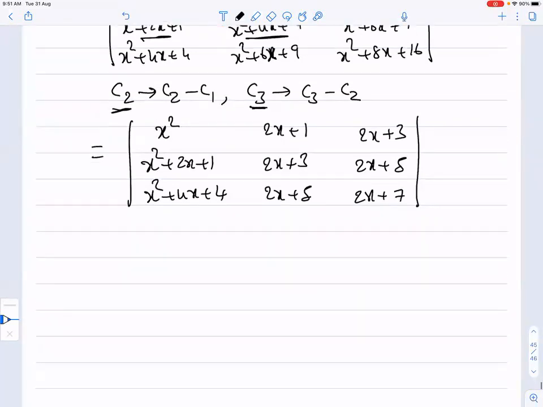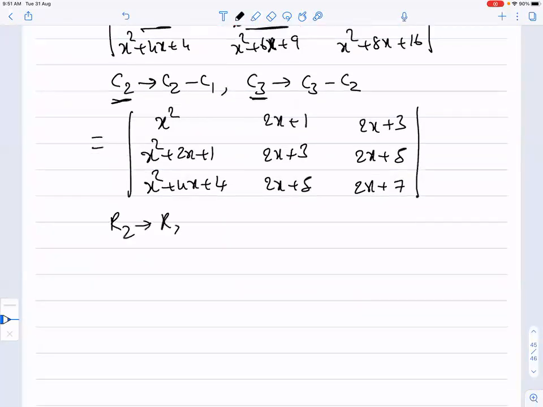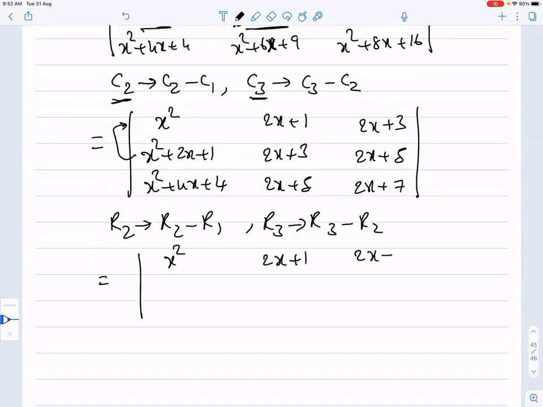Row operation is what? R2 goes to R2 minus R1. R3 goes to R3 minus R2. Okay. So row 2, that means we need to subtract this minus this. What will I get? First row will stay as it is. Now subtract them. What will you get? x square plus 2x plus 1 minus x square. This will be 2x plus 1. This will be 2x plus 3.